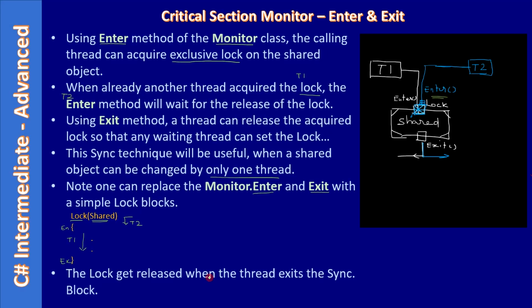The lock gets released when the thread exits the sync block. So this is the sync block, where the lock will be released when the thread exits it. In other words, the lock will be acquired when thread T1 enters here, and when it exits the block, the lock will be released. So in this video we will use Monitor Enter and Exit, and we will perform the thread synchronization.